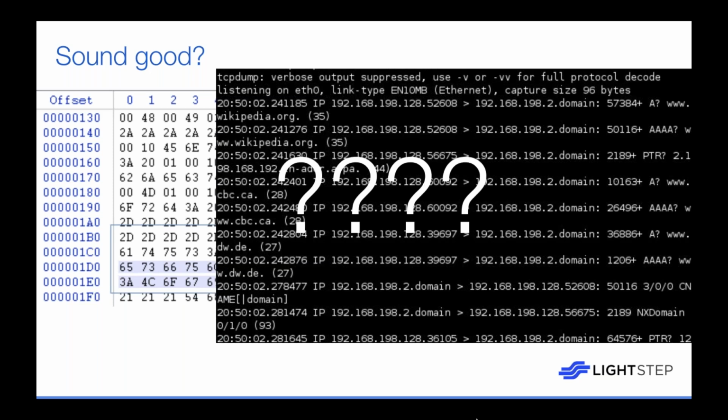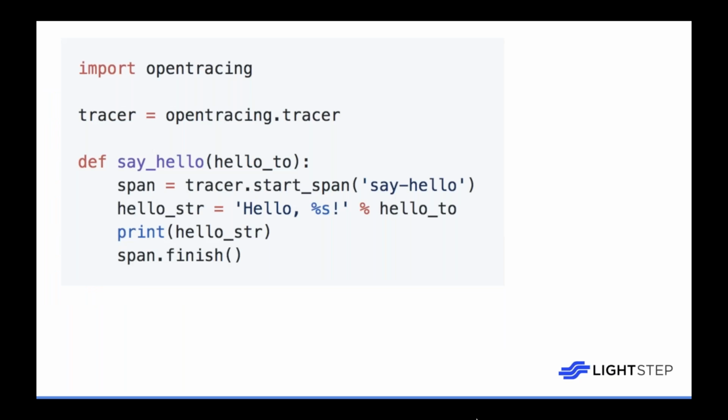Okay, so how are we going to do this? Well, the answer is that we're actually going to get into the code itself, and we're going to add some instrumentation that describes what's going on. So you can think of this a little bit like fancy logging in a way.